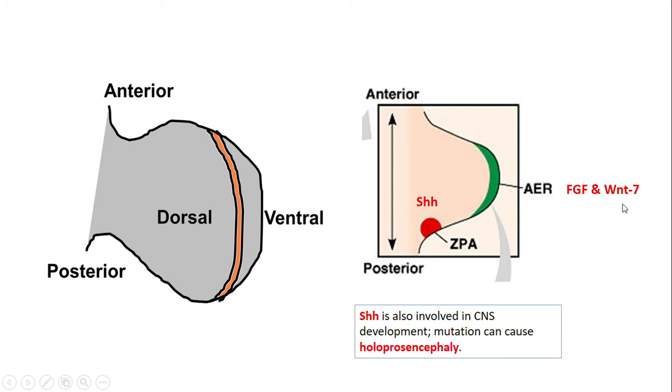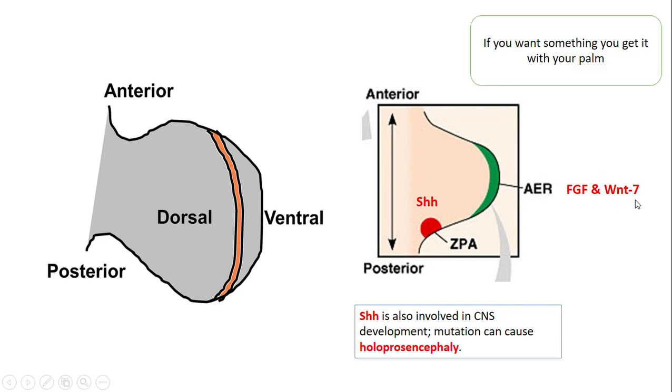And the second gene is the 1-7 gene, which controls the ventral and dorsal aspect of the limb. And the way to remember this function is that if you want something, you will get it by your palm. And all of these factors control the relation of structures to each other and their proper position and organization along the limb.